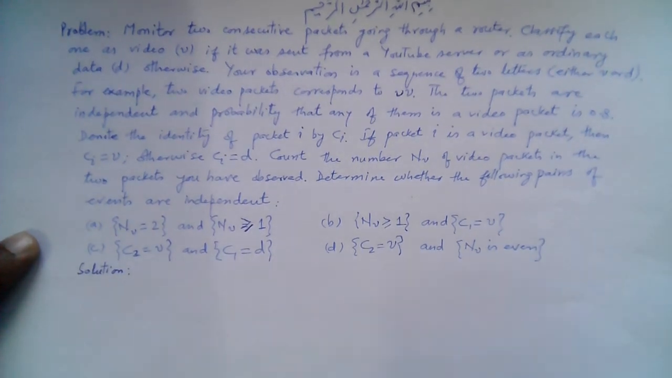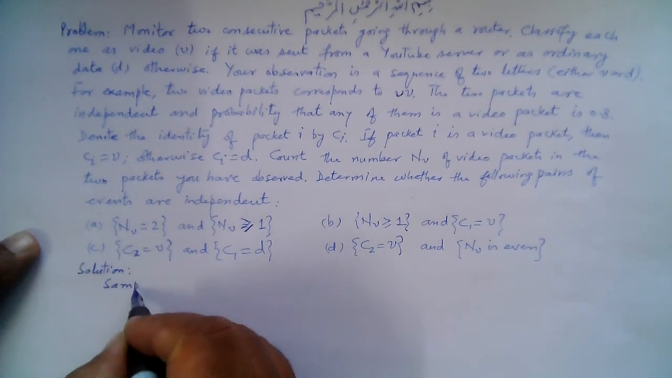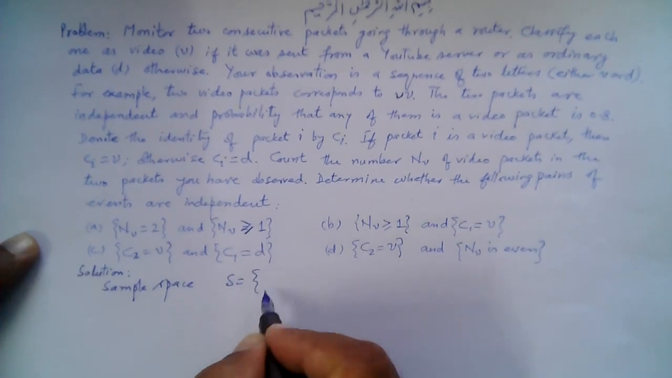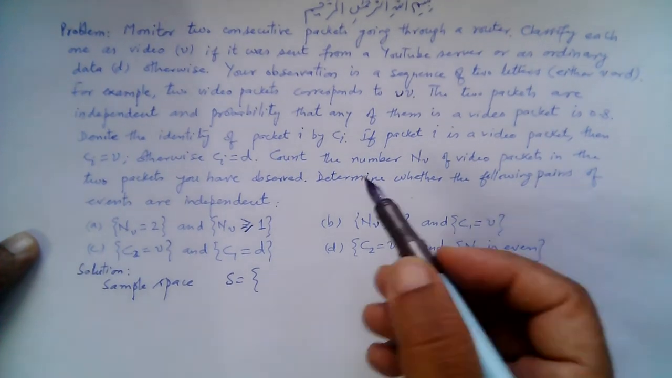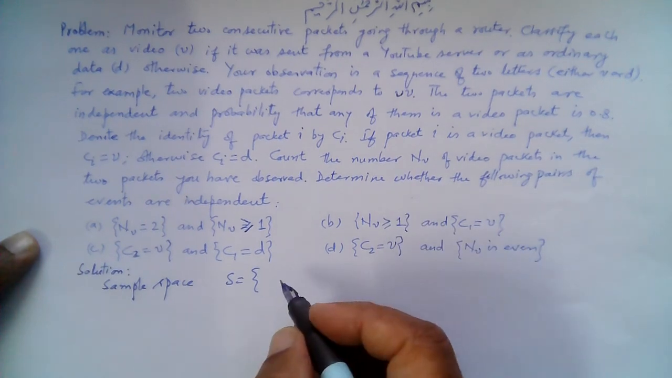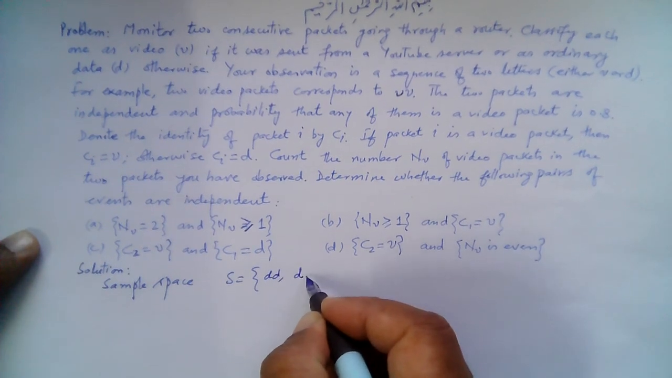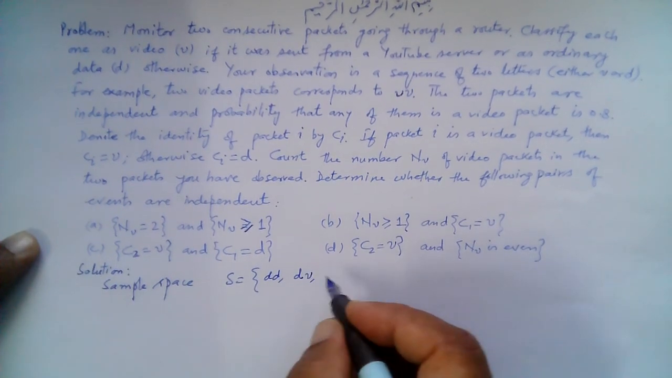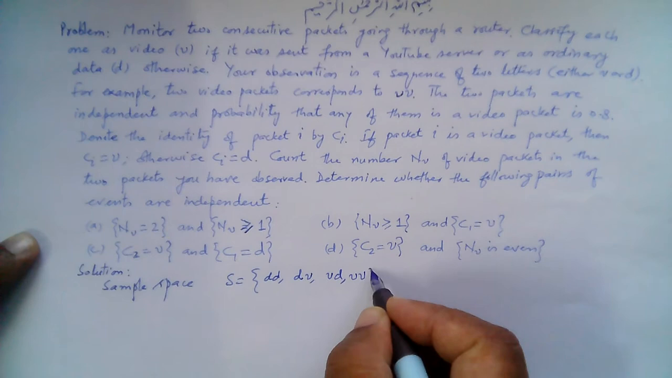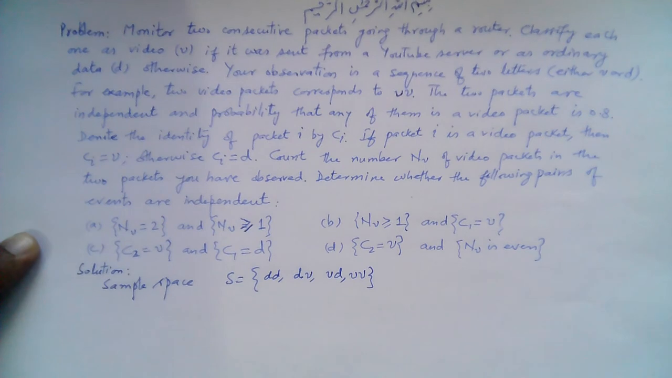So first of all, let's write down the sample space of this experiment. So sample space S is, there are actually two packets. So we have four possibilities, 2^2. So either both the packets are data, the first packet is data and second is a video, or the first is a video and second is data, or both packets are video packets, right? So this is the sample space of our experiment.